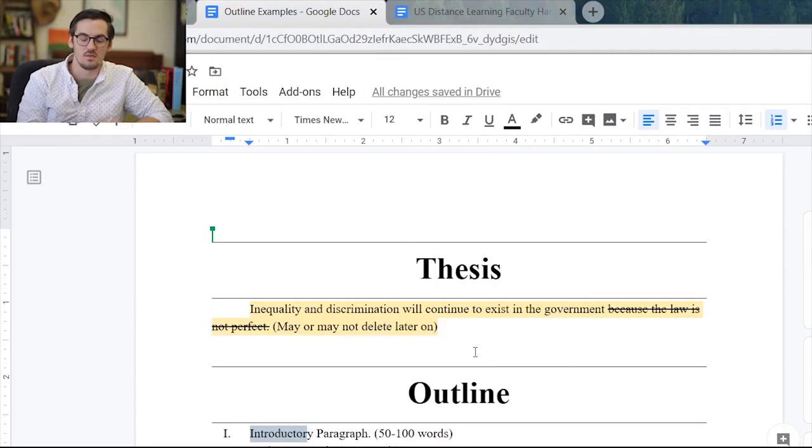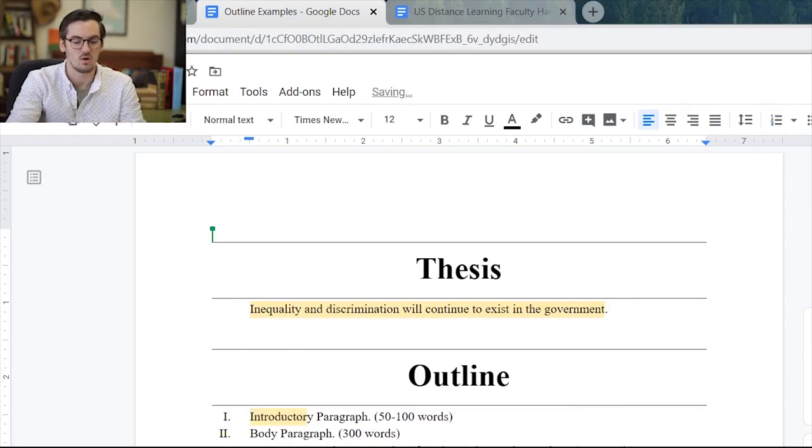This thesis statement is a really good thesis, and you can tell that the student is thinking in the right direction because he's already starting to knock out some unnecessary words. Inequality and discrimination will continue to exist in the government. Now, that is a great thesis. Let's move on to the outline.